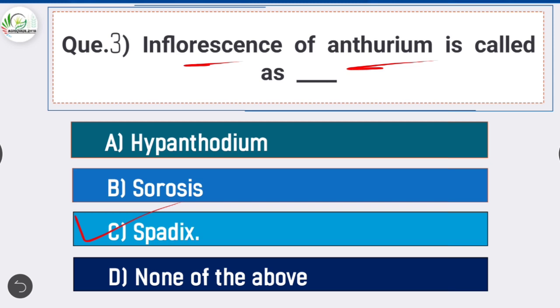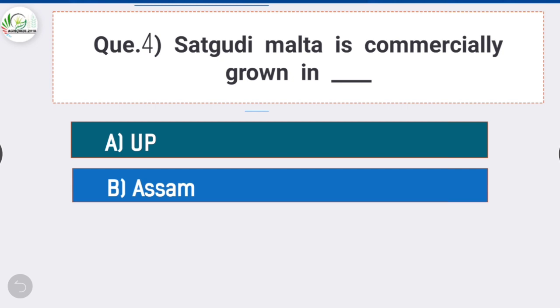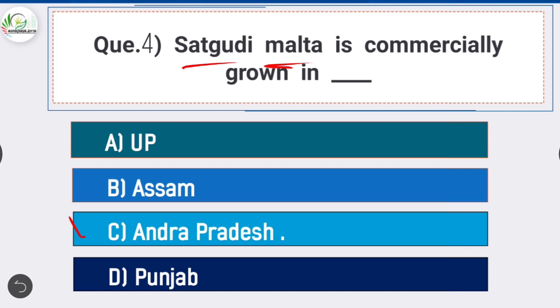Question number 4. Sadgudi malta is commercially grown in? Answer is option C, Andhra Pradesh. Sadgudi malta variety of sweet orange is commercially grown in Andhra Pradesh.